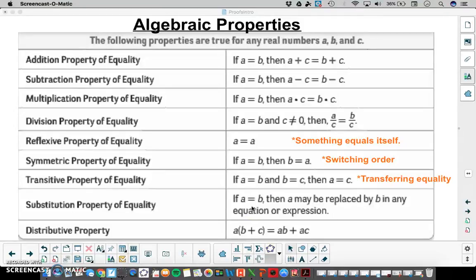The distributive property is if we have a value A times an expression B plus C, we have to make sure that A gets multiplied by every value in that expression. So A times (B plus C) equals AB plus AC. These properties are what we're going to use as reasons in our proofs.